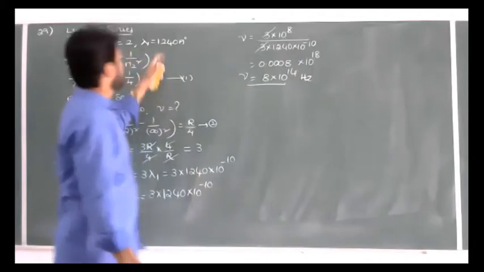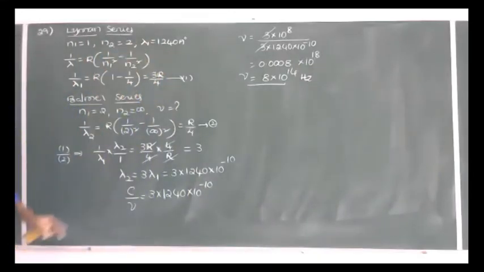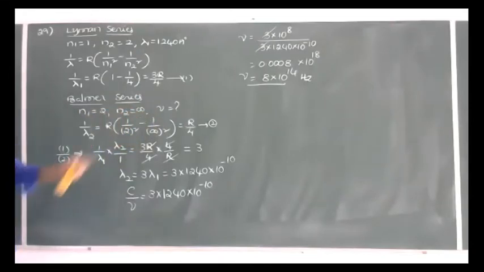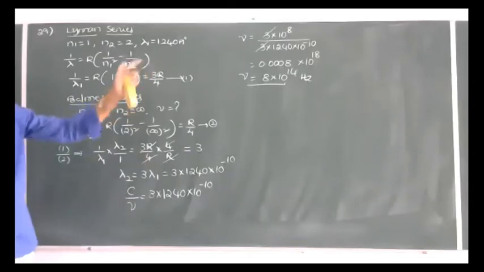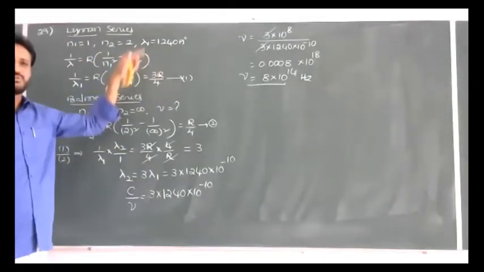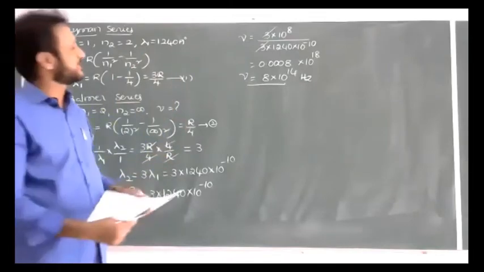Or, without using the 1240, we can calculate directly: nu is equal to Z square RC into 1 by N1 square minus 1 by N2 square, also we can write. But we will get only the nearest value. In the question they gave 1240, that's why I have used 1240 and calculated the frequency.